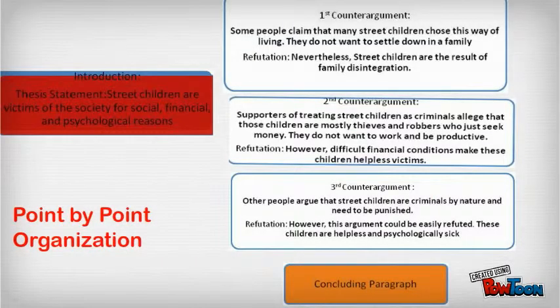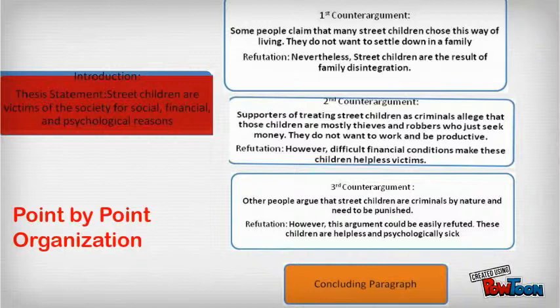Now let's move on to the other example on the point-by-point organization. And the introduction here is also similar to the previous example given. However, the difference here only lies in the main body paragraphs, where in each body paragraph you have the counter-argument and its refutation. For instance, the first counter-argument here is: some people claim that many street children chose this way of living. They don't want to settle down in a family. And the refutation is: nevertheless, street children are the result of family disintegration, which is here the social reason.